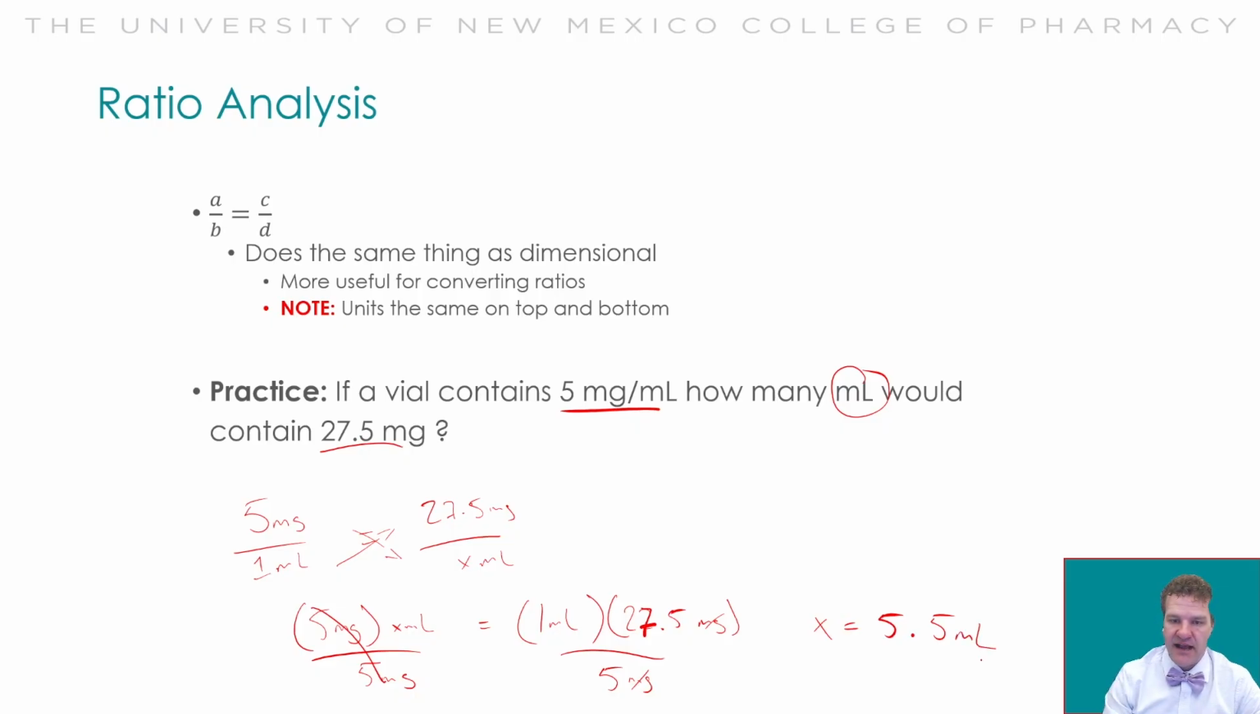Okay? And that kind of makes sense. 27.5 is almost 25 milligrams. And if we divide 25 by 5, we should be right around 5 mils. Sure enough, that's our answer. Okay? So that's ratio.